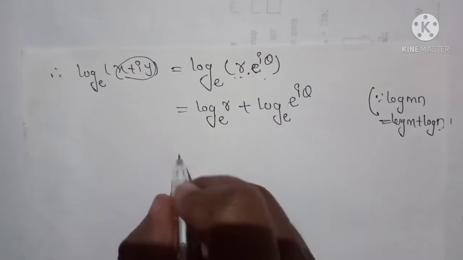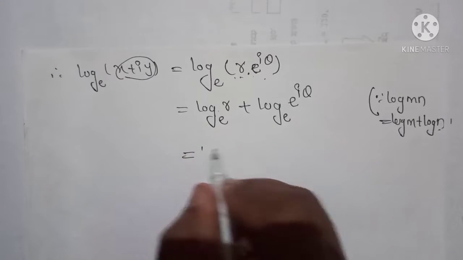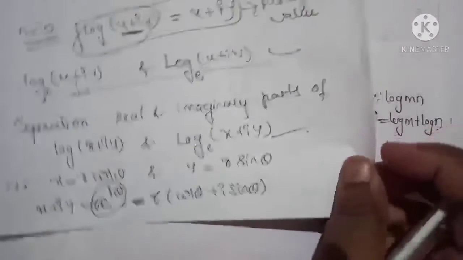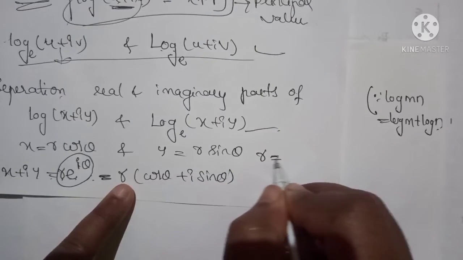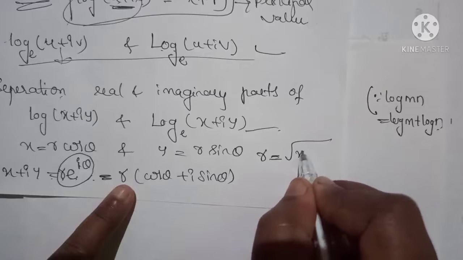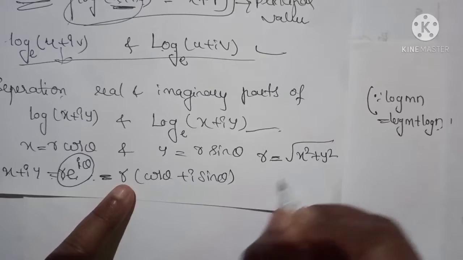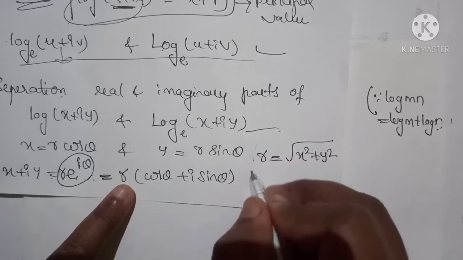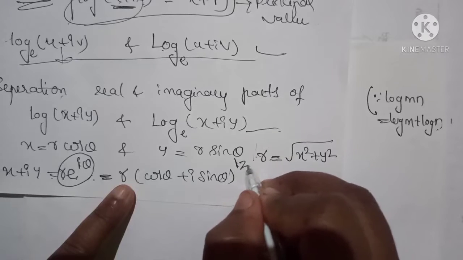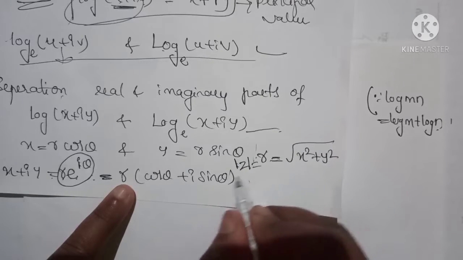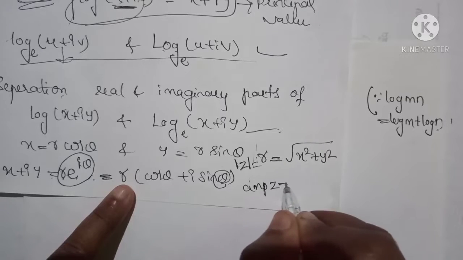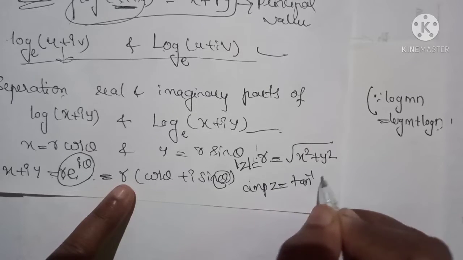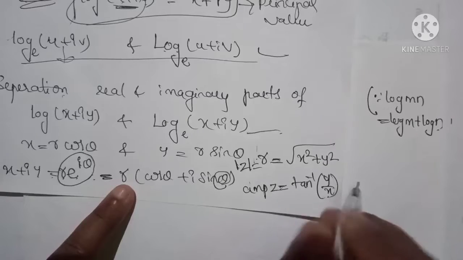Now here, r means the modulus, and it is always given by square root of x square plus y square, and it may be denoted by r or mod z. Theta means amplitude, so the amplitude of z is given by tan inverse of y by x. This is the known thing.